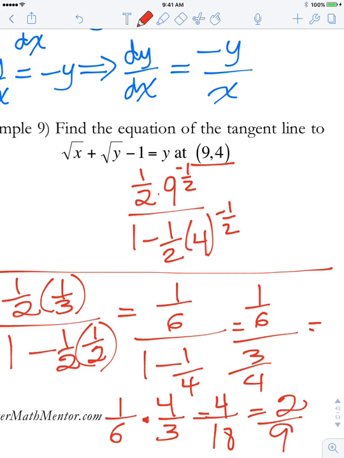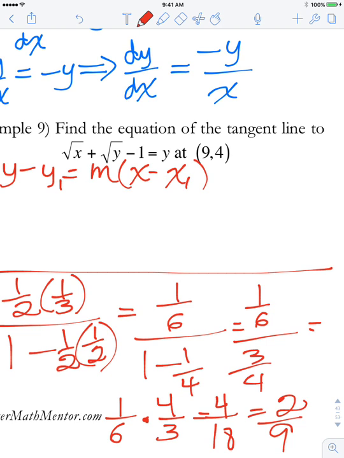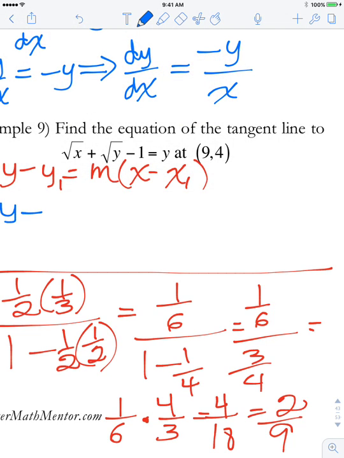So we have the slope, and the slope is 2/9, and I'm going to use point slope form. It didn't specify what format it wanted the equation in, and point slope's a lot easier, especially when you don't have the y-intercept. So remember, point slope is y minus y1 equals m times x minus x1. So my final answer is going to be y minus 4 equals 2/9 times x minus 9. And that takes care of that.